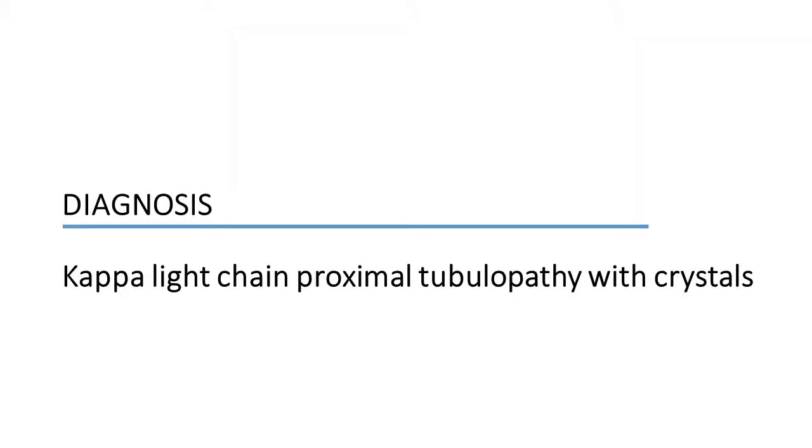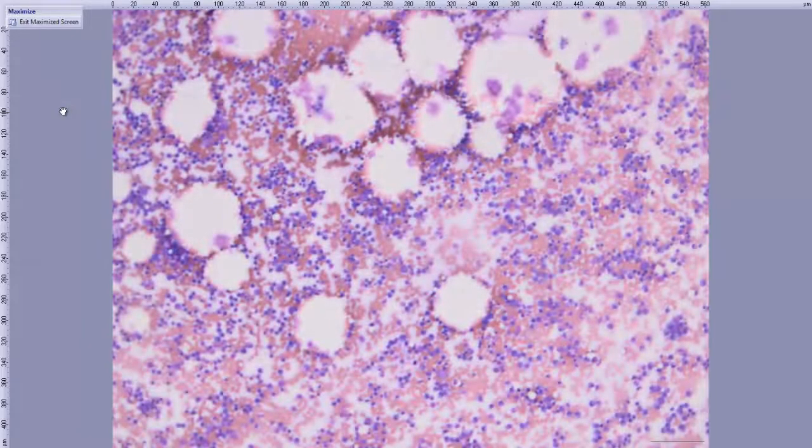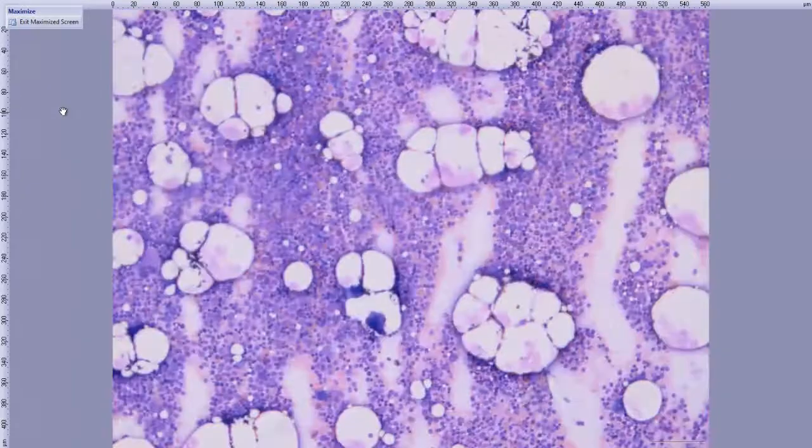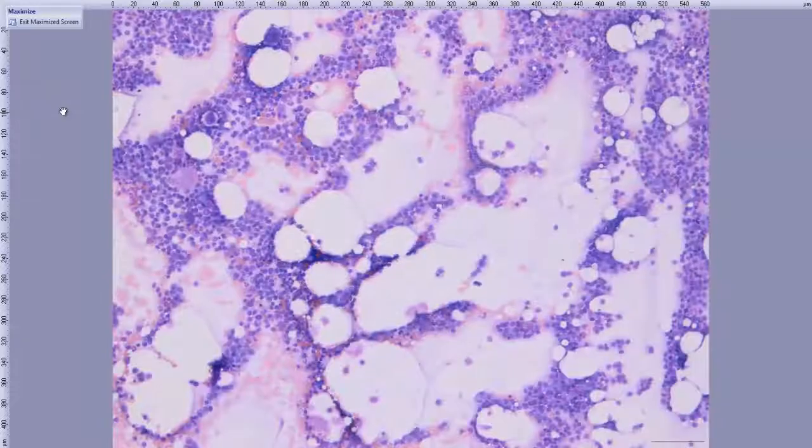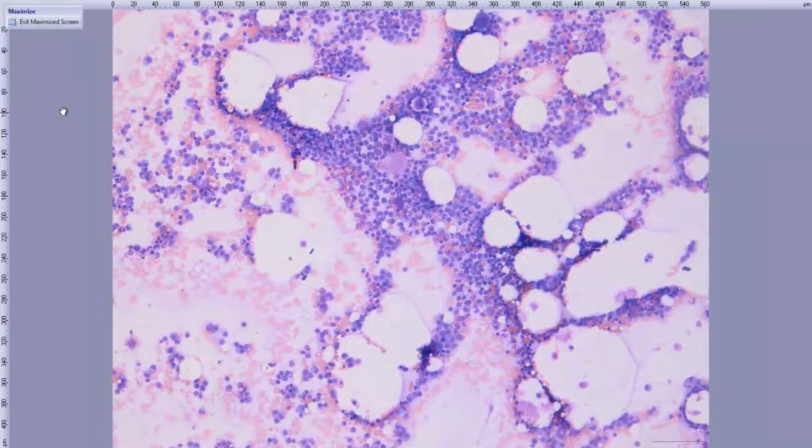So the patient was diagnosed with light chain proximal tubulopathy with crystals, kappa light chain. He was positive for kappa light chain, and of course afterwards he had to have a bone marrow biopsy. And this is the bone marrow aspirate of the patient. As you can see over here, I'm gonna delve in closer. This patient has sheets of plasma cells infiltrating the bone marrow space.